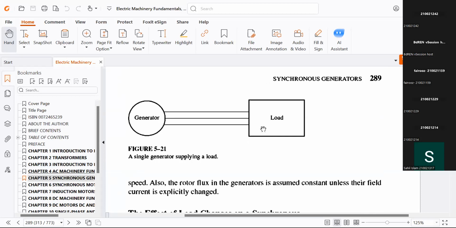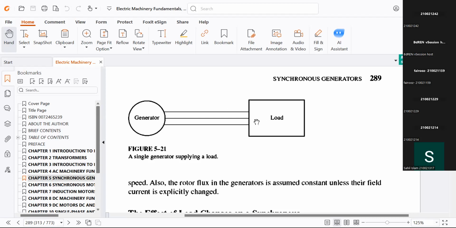And I told you one of the applications: when our IoT generator operates alone with the IoT campus load, we can correlate this condition with our IoT case, or our IoT case can be correlated with this condition. A single generator supplying a single load, a single generator supplying a lumped load.